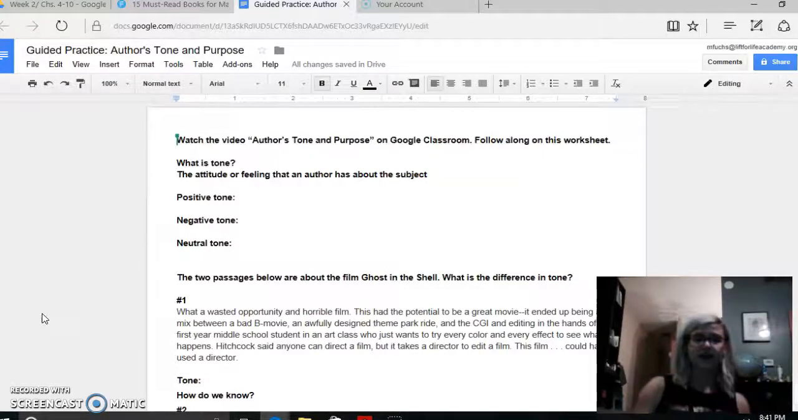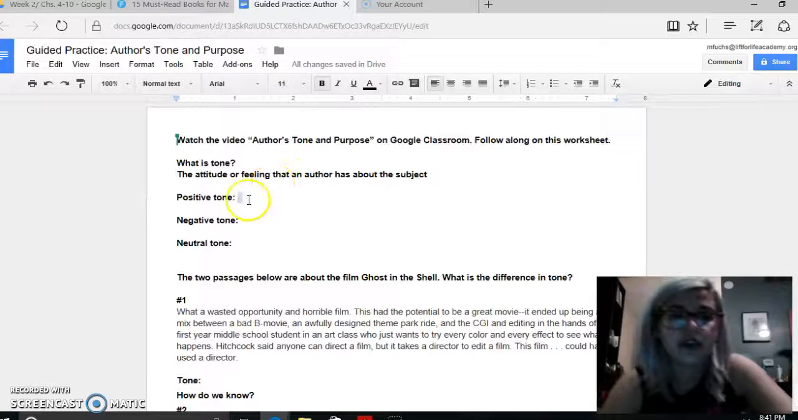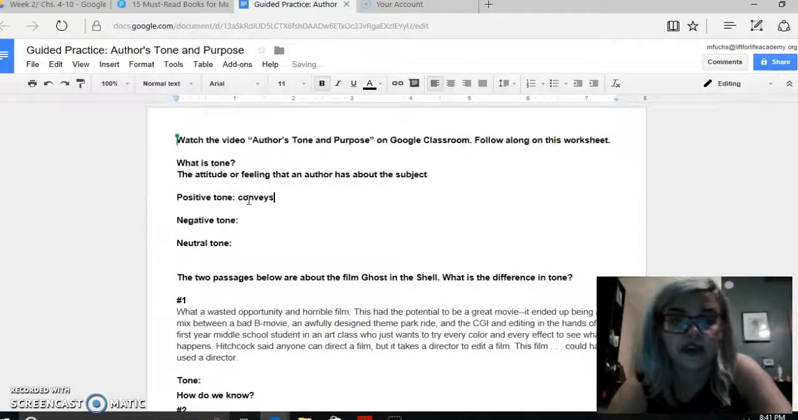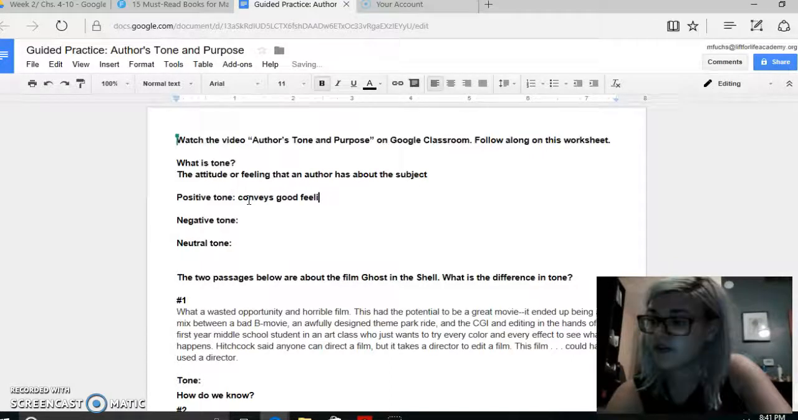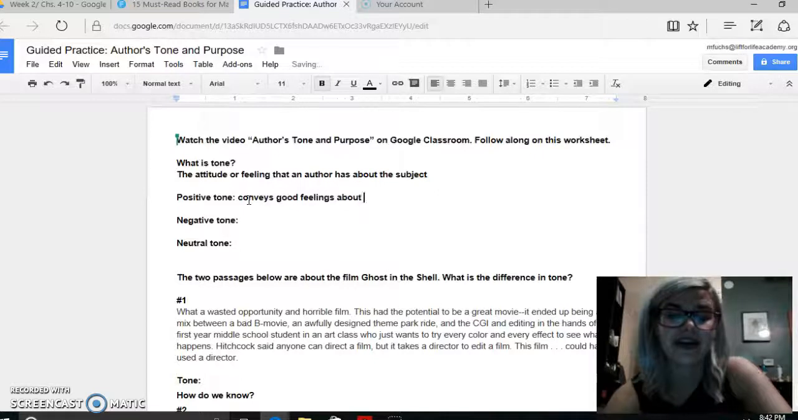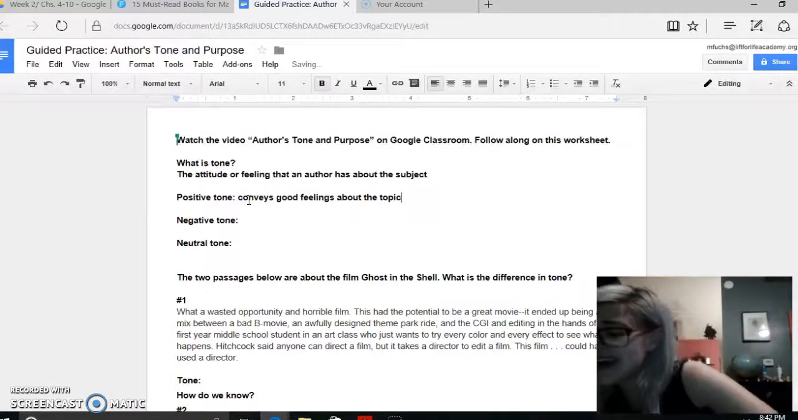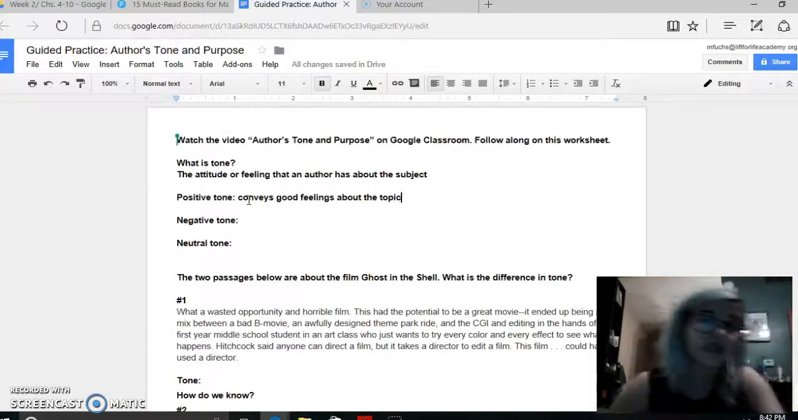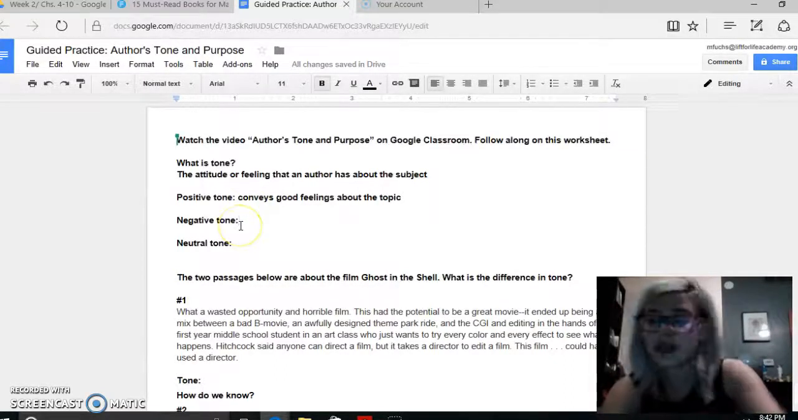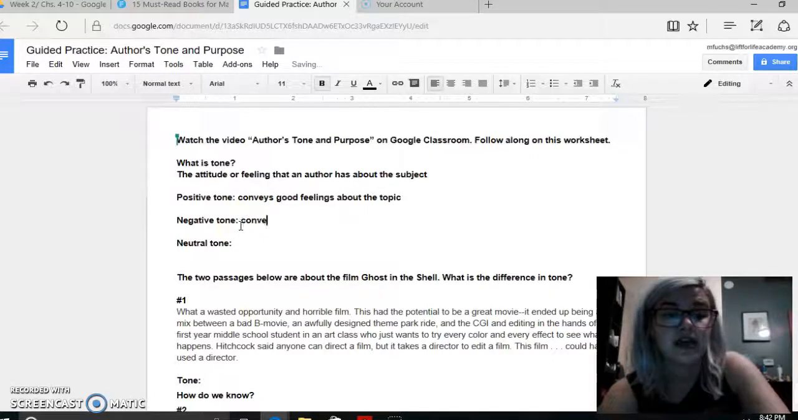So, the author has different tones that they use. We have positive, negative, and neutral. These should be fairly self-explanatory, but a positive tone conveys good feelings about the topic. So it's like happiness or delight, enthusiasm, all that stuff. It's like, oh yes, this is amazing. A negative tone, as we could say, conveys bad feelings about the topic.